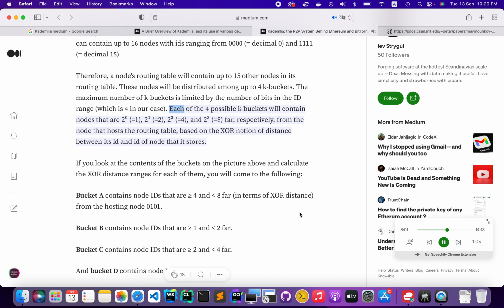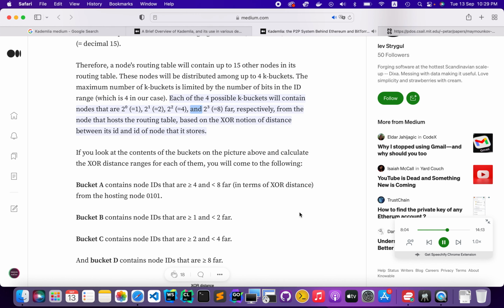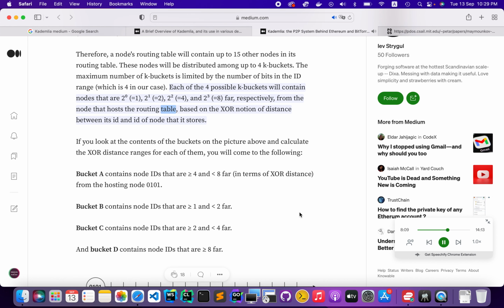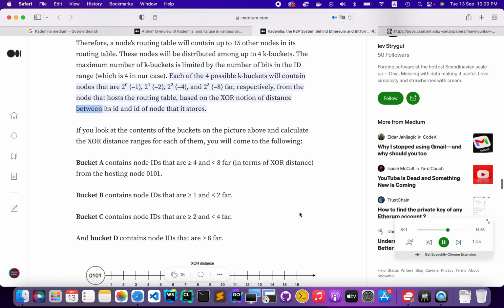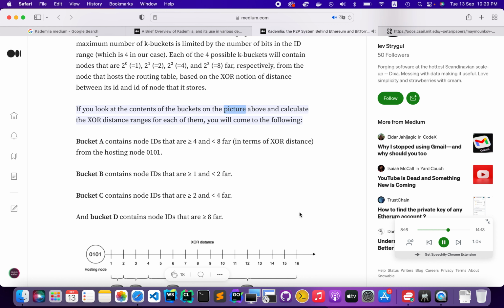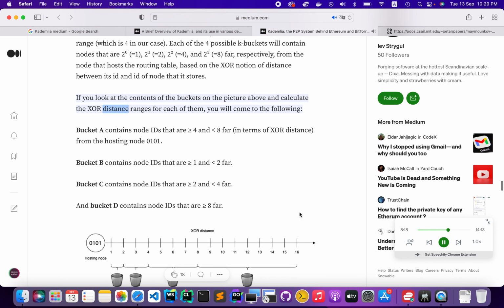in our case. Each of the 4 possible k buckets will contain nodes that are 2^0 equals 1, 2^1 equals 2, 2 squared equals 4, and 2 cubed equals 8 far, respectively, from the node that hosts the routing table, based on the XOR notion of distance between its ID and the ID of the node that it stores. If you look at the contents of the buckets on the picture above and calculate the XOR distance ranges for each of them, you will come to the following.